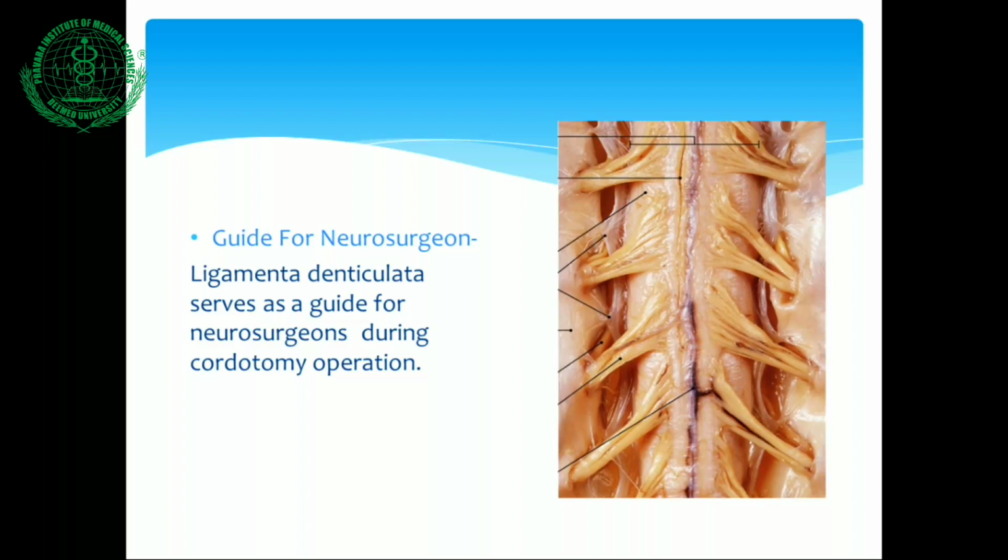Then next, the importance of the ligamentum denticulatum. Here you can see this thin, transparent, triangular structure. This is known as the ligamentum denticulatum, or ligamenta denticulata. This ligamenta denticulata is a special process extending from the pia mater. The ligamenta denticulata acts as a guide for the neurosurgeon during the cordotomy operation.